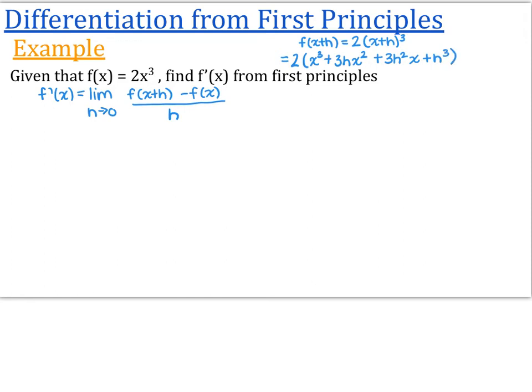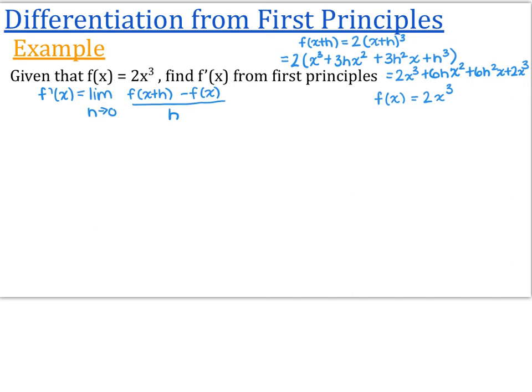I'm not going to go and check. I'm just going to leave it at that. And then I'm going to expand that 2 across everything. So I get 2x cubed plus 6hx squared plus 6h squared x plus 2x cubed. All right, and then also we need f of x, which is just 2x cubed. That's always the nice part.